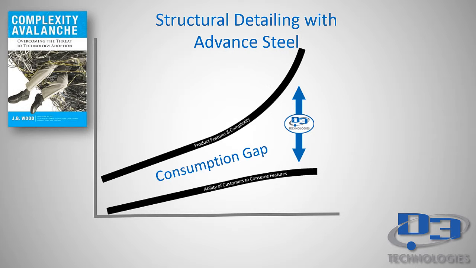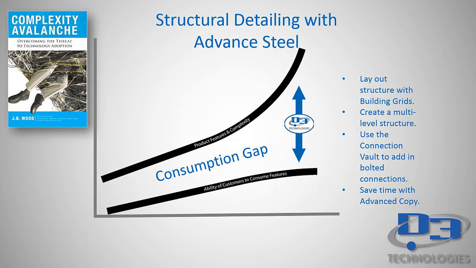So D3's goal today is to help minimize this consumption gap by showing a few workflows and tools that we believe are currently being underutilized or not being used at all. The topics we're going to be discussing today with regards to advanced steel are laying out our structure with building grids, creating a multi-level structure, using the connection vault to add in bolted connections, and saving time with advanced copy.